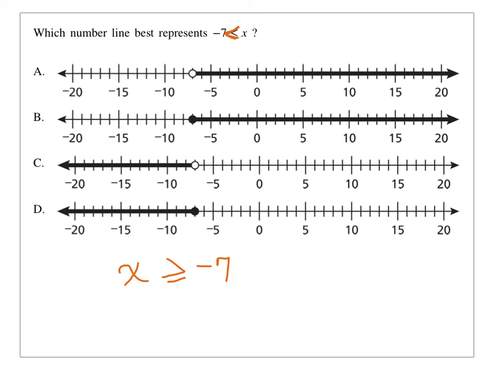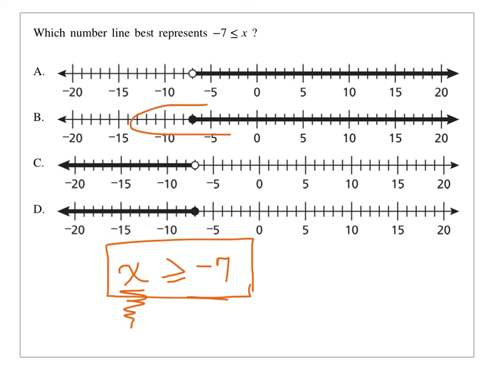And now look what this looks like. It looks like x is greater than or equal to -7. That sentence makes a lot more sense in our minds than -7 is less than or equal to x. So always, always rewrite it variable on the left. Now I can see I should have a closed circle at -7, and my arrow should be going to the right.